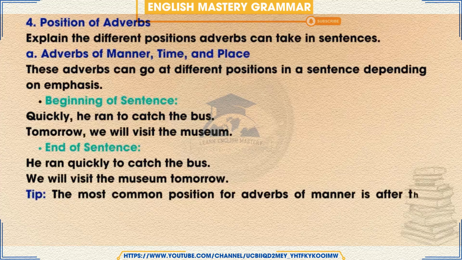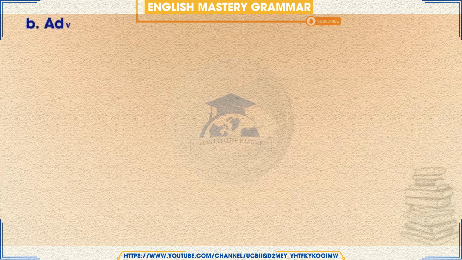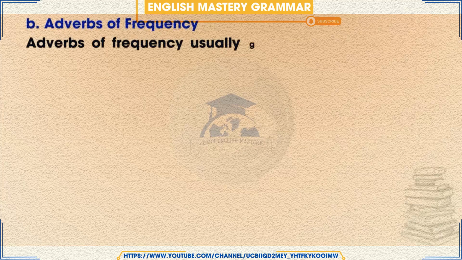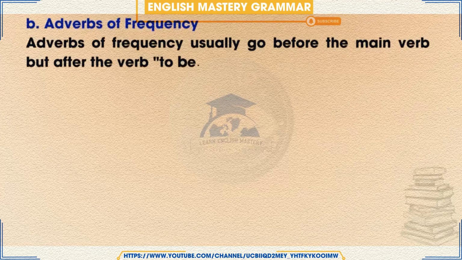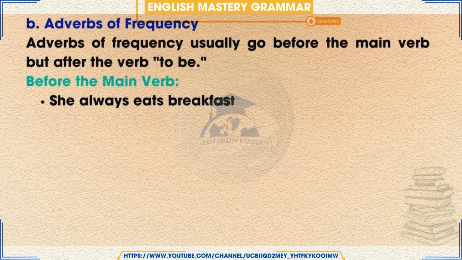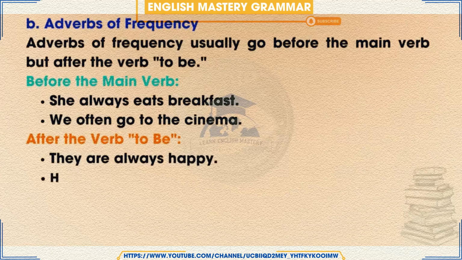Tip: The most common position for adverbs of manner is after the verb, but they can also come at the beginning for emphasis. B. Adverbs of frequency. Adverbs of frequency usually go before the main verb, but after the verb to be. Before the main verb: She always eats breakfast. We often go to the cinema. After the verb to be: They are always happy. He is never late.